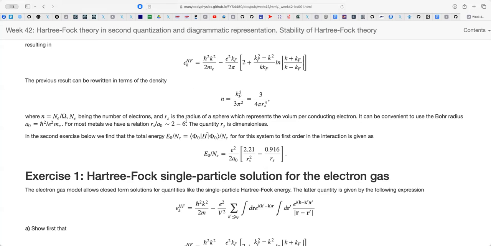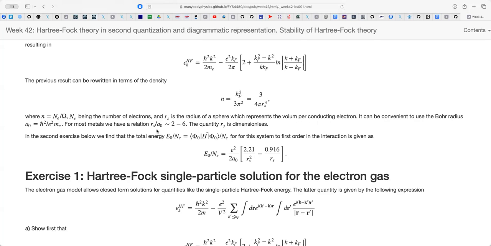And this r_s is the radius of a sphere, which represents the volume per conducting electron. It's often related to the Bohr radius, which many of you are familiar with from atomic physics. And it's common then to rewrite the energy in terms of the Bohr radius and the volume which represents the conducting electron. And these are quantities which, in metals, can actually be extracted from experimental data.